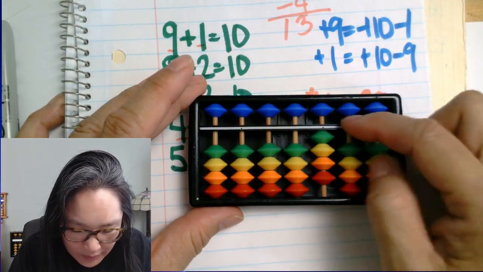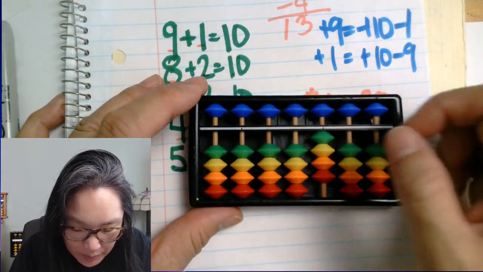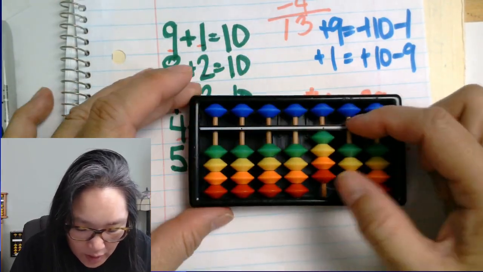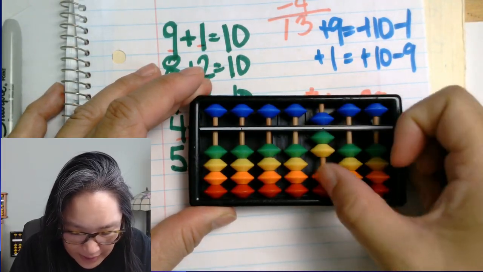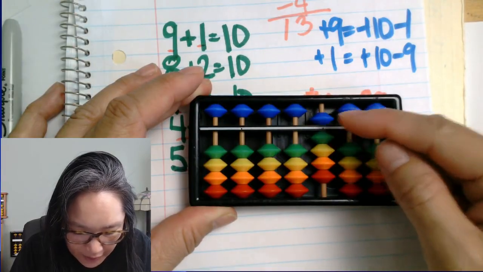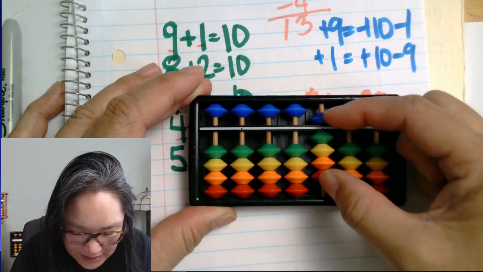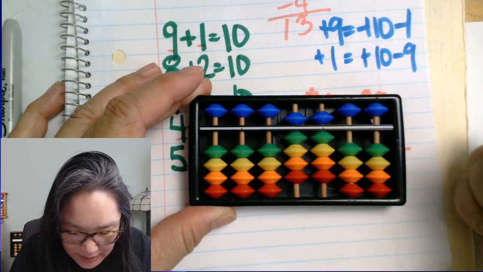This is 4. Every time the beads are touching the horizontal bar, this is 4. This is 4. This is 5. So 5, 6, 7, 8, 9. Notice I have 5 plus 4. 5 plus 4 is 9. Because this is 9, this is also 9.